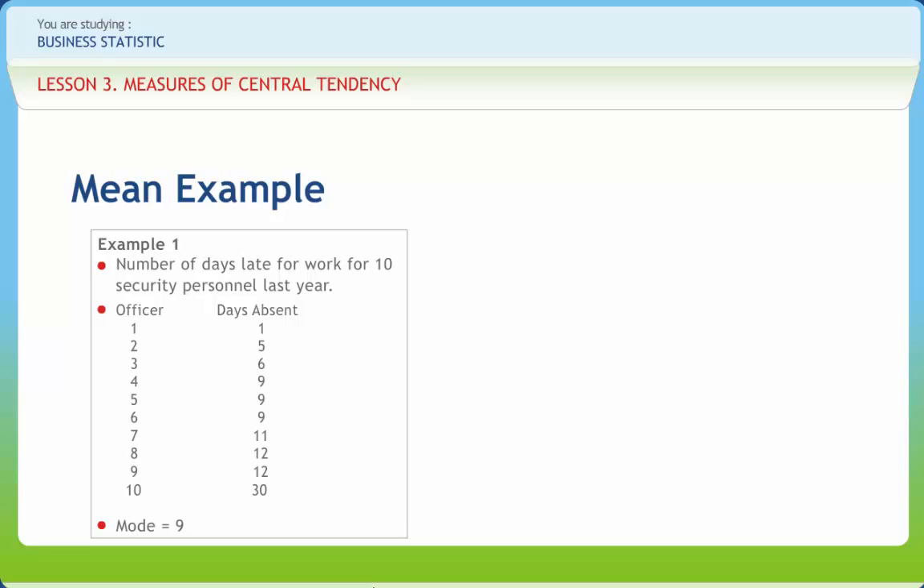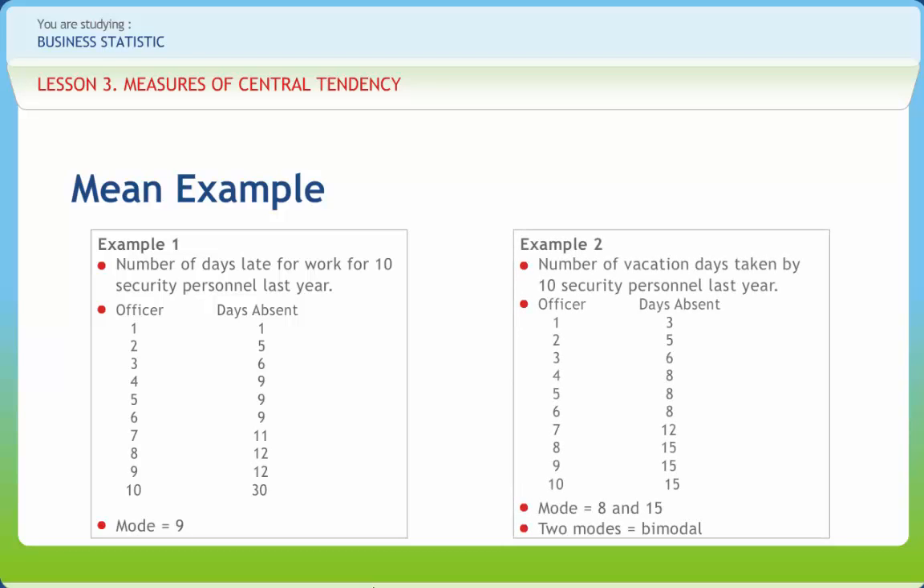In example 1, 9 is the value which occurs most frequently. Therefore, mode equals 9. In example 2, 8 and 15 are the values that occur most frequently. Therefore, mode equals 8 and 15. This example has two modes, so it is called bimodal.